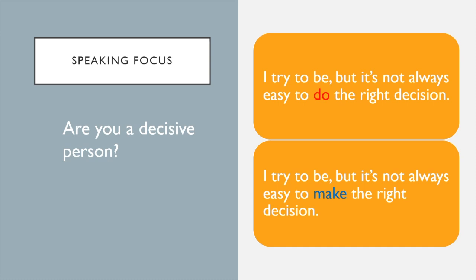During the speaking exam, there will be many opportunities for you to show that you know how to use collocations correctly. An example of this would be in the interview in part 1. If the examiner asks you a question like, are you a decisive person? Then you could use the collocation to make a decision. For example, you could say, I try to be, but it's not always easy to make the right decision. To say do the right decision, in this case, would be a mistake.